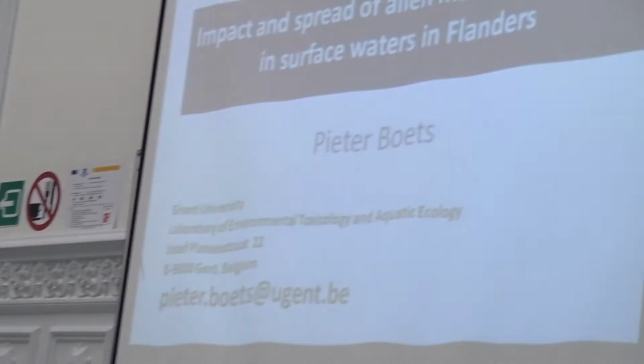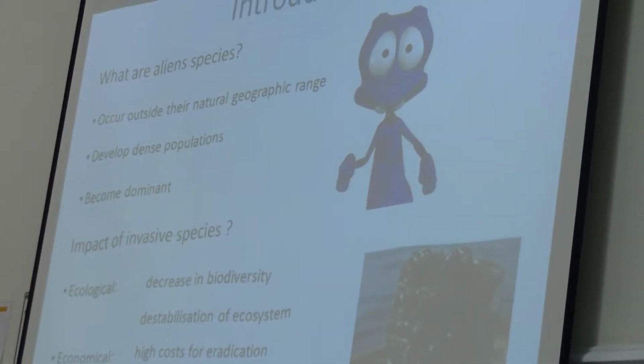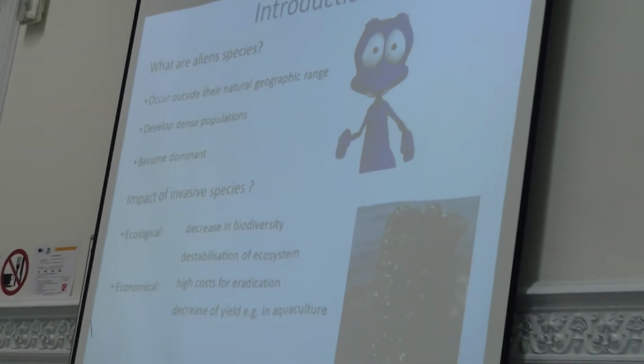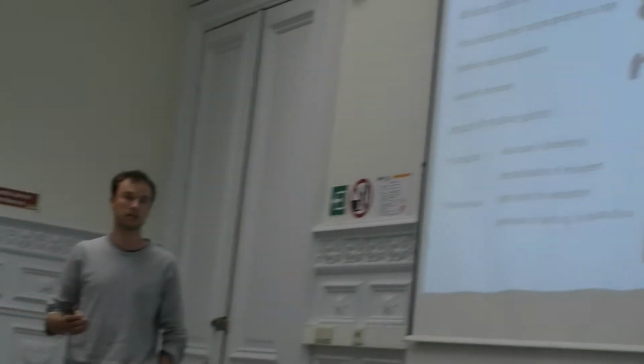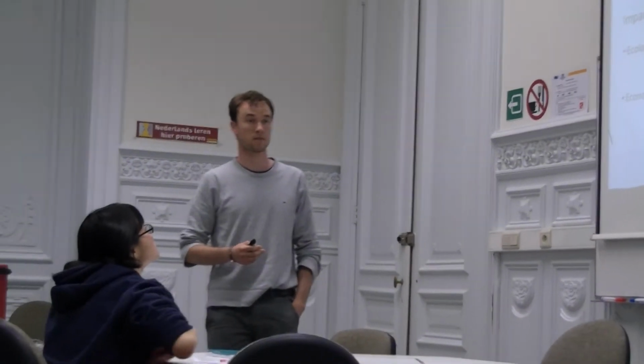In the next presentation, I will focus a little bit more on the impact and spread of alien macrocrustaceans in surface waters in Flanders. First of all, what are alien species? Alien species are these species which occur outside their natural geographic range. And some of these species can develop dense populations and become dominant, and in this way, they can also have an effect on the native biota. And then these species are called invasive species.